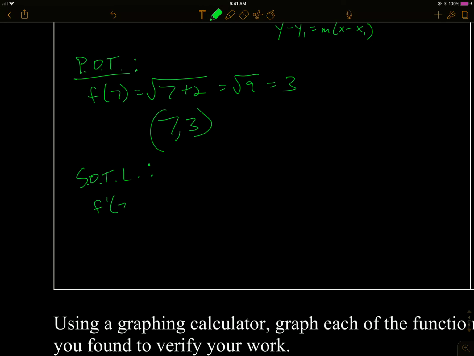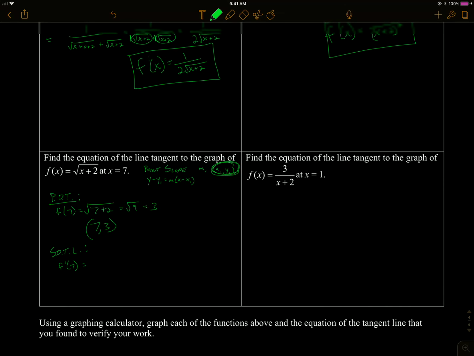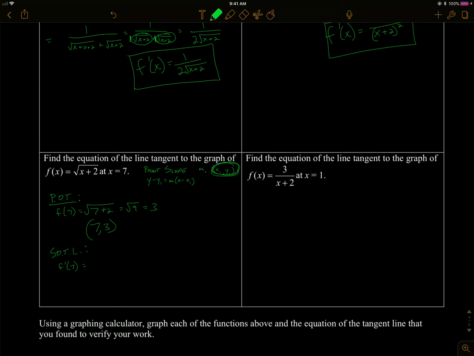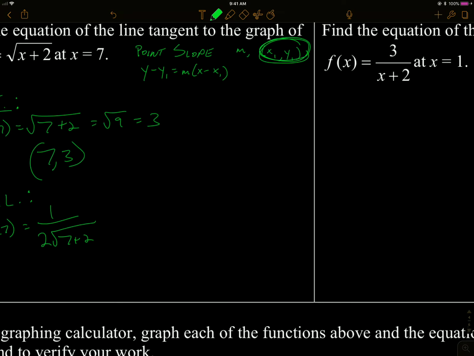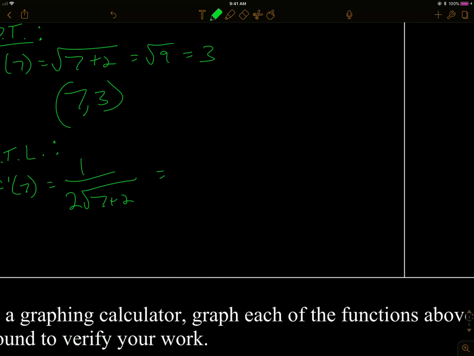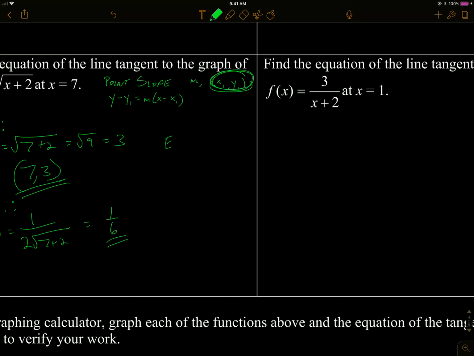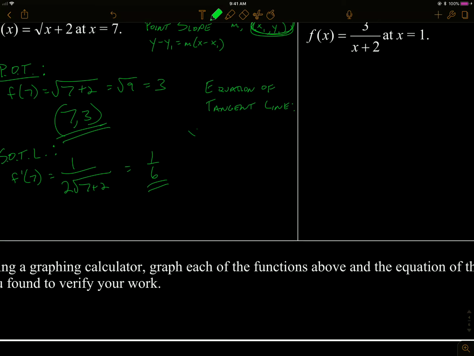I'm going to do f prime of 7. I'm going to plug 7 into the derivative. So I get 1 over 2 times the square root of 7 plus 2. I plug that into the derivative here, right? So I get 1/6. So now I'm going to use this piece of information, the slope and the point, to write the equation. So the equation of the tangent line is going to be y minus 3 equals 1/6 times (x minus 7).